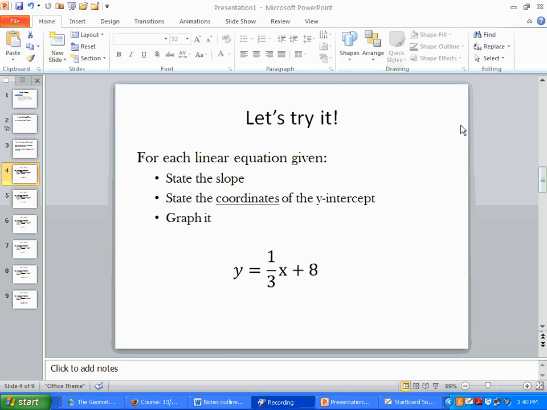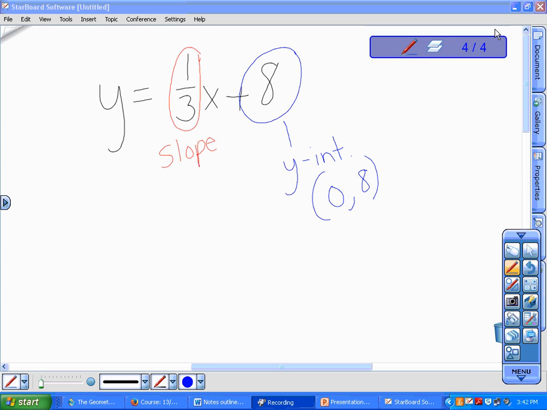This leaves the number 8. 8 is the constant. It therefore is part of the y-intercept. As you may recall from class on Monday, the y-intercept must be written as a coordinate pair. Therefore, we would say the y-intercept of this equation is the pair (0, 8). This is how that particular equation would be dissected.